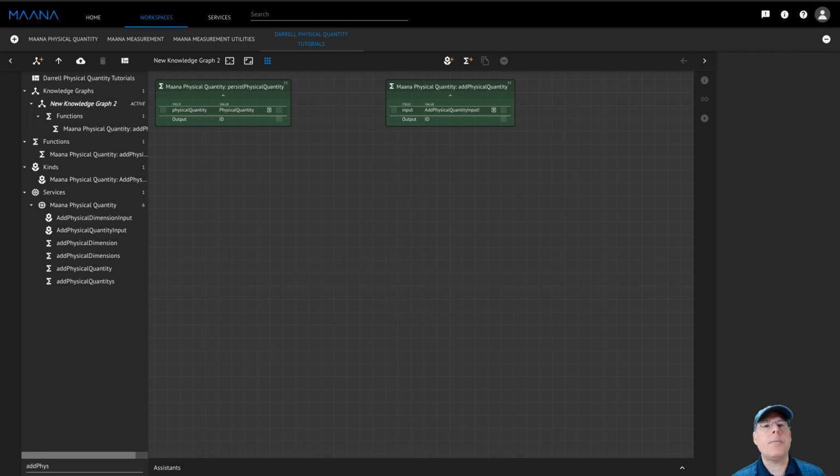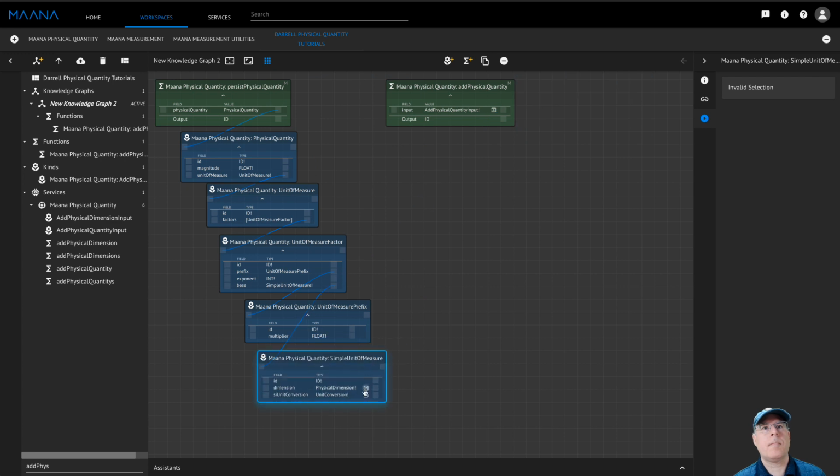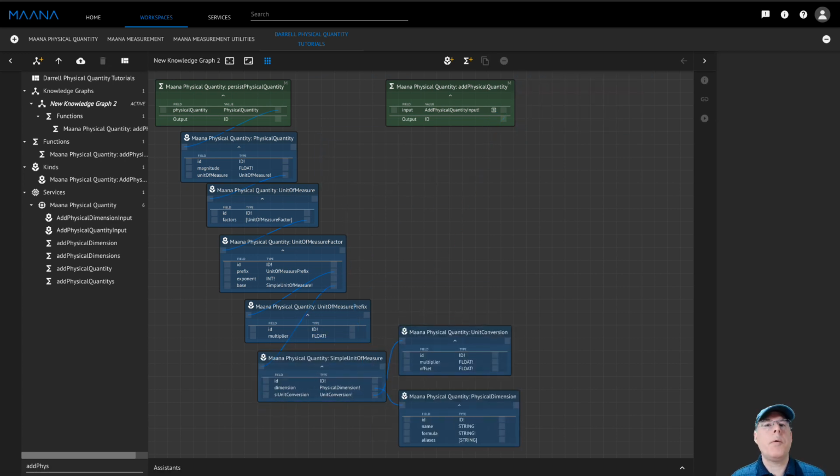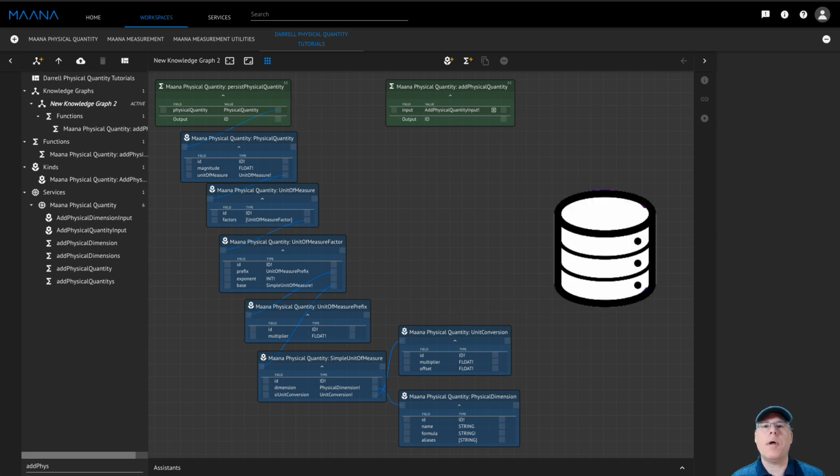As you can see, the persist function takes an instance of the physical quantity kind, which is a highly structured object. When we run the persist physical quantity function, it recurses through the structure of the instance that we provided it with and saves every instance of every kind that it encounters, including the unit of measure, all of its factors, the simple units, the prefix, the unit of measure conversion, and the physical dimension.